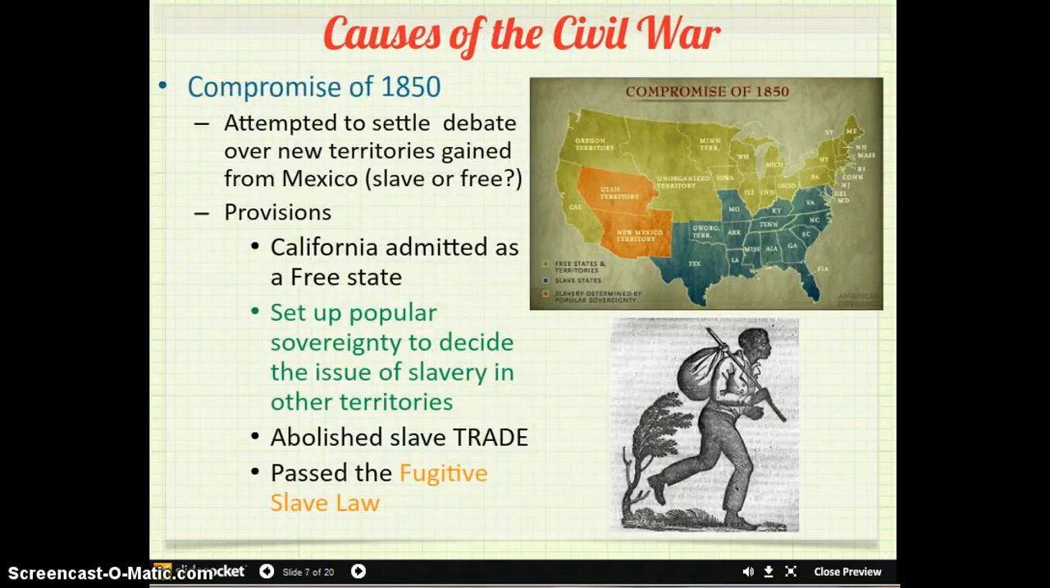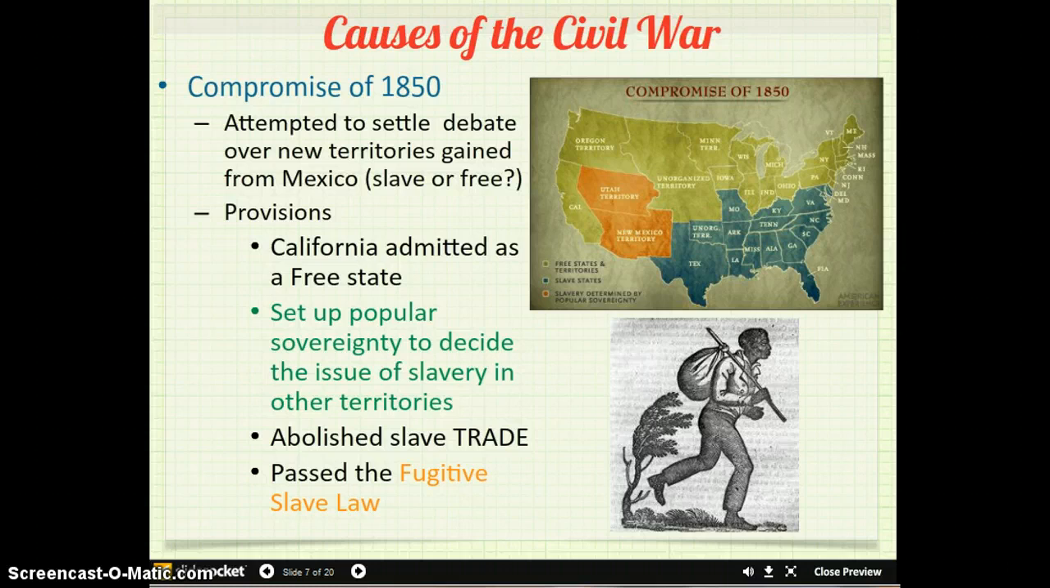Our next important cause and next compromise, the Compromise of 1850. This attempted to settle the debate over new territories gained from Mexico. And again, the question is, should these territories, when they enter as states, be slave or free? There are four important provisions that come out of the Compromise of 1850 that you need to remember.